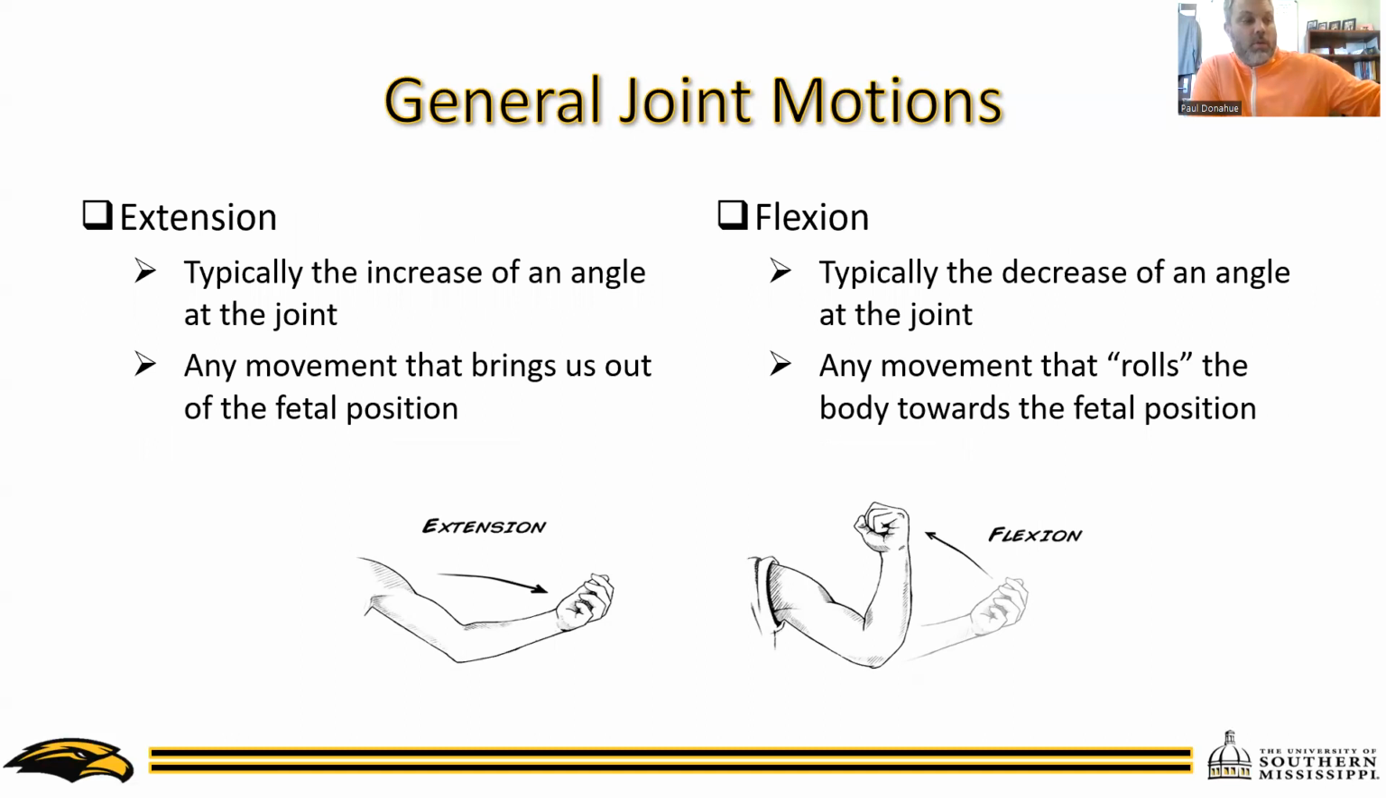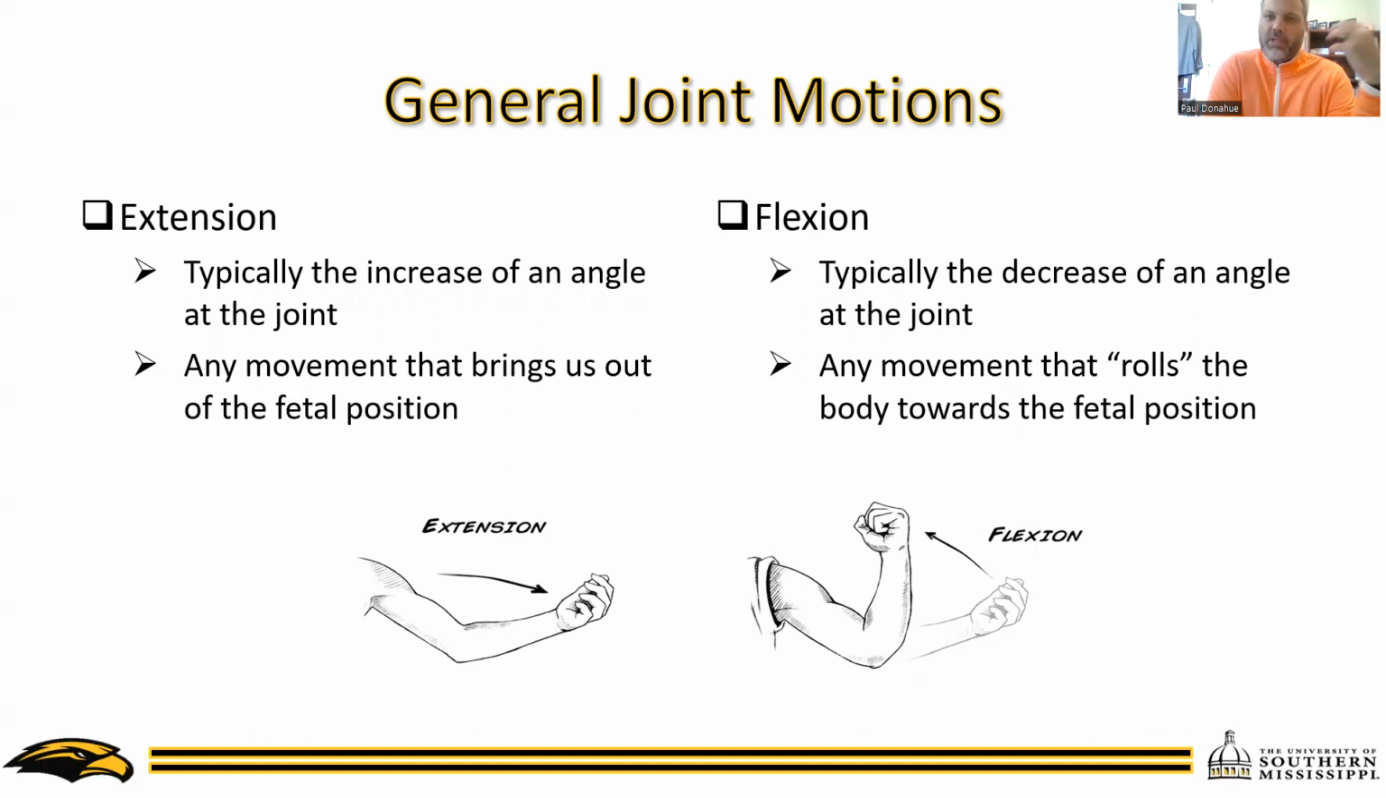So when we're talking about these general joint motions, the first set that we're going to go through, and the ones that we see the most, are flexion and extension. So this is talking about if a joint angle is getting bigger or if it's getting smaller. And so extension is when that angle gets larger.